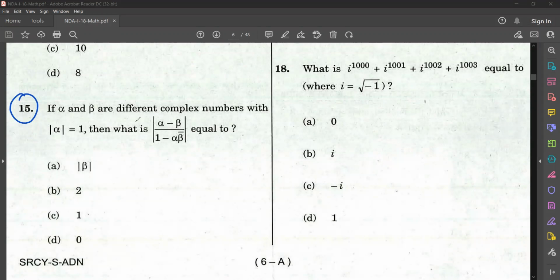Alpha and beta are different complex numbers with modulus of alpha equal to 1. Then what is modulus of (alpha minus beta) by (1 minus alpha beta bar) equal to? Please try all of you.